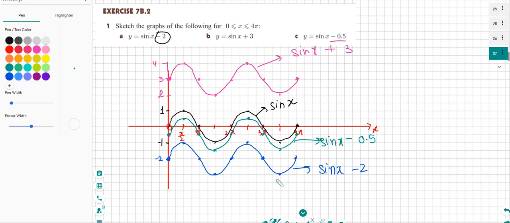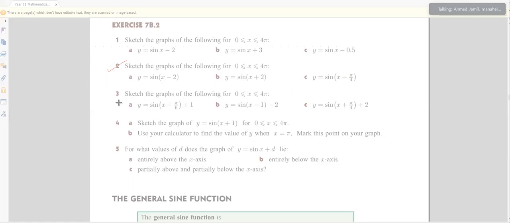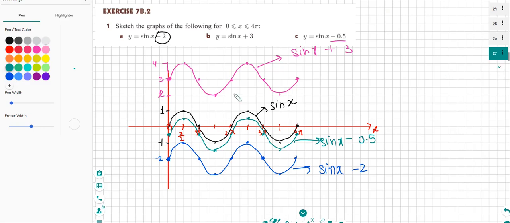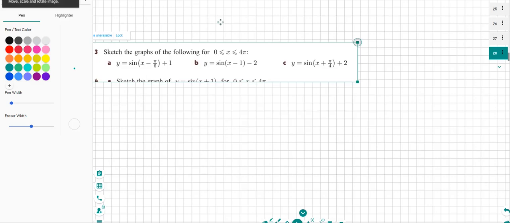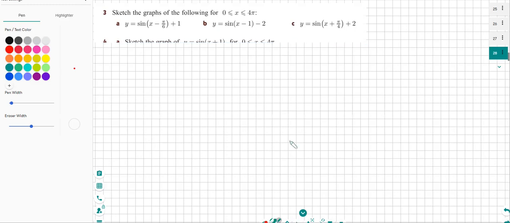Yeah, done. Okay. Now I'm checking this, already done. This was already done, this thing, right? And question number three. It has both translations, the vertical as well as the horizontal. So sketch the graph of the following for 0 to 4 pi, right? So making a timeline.